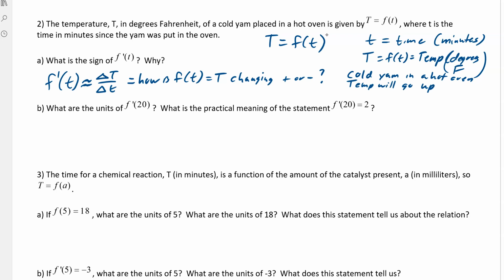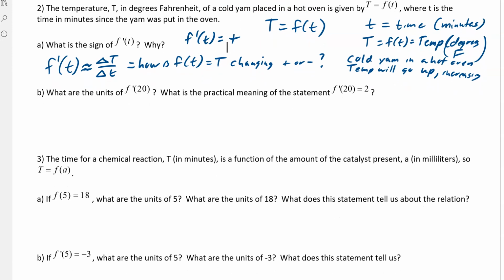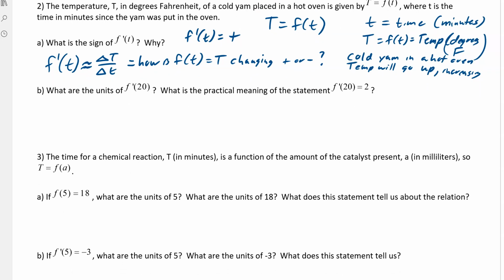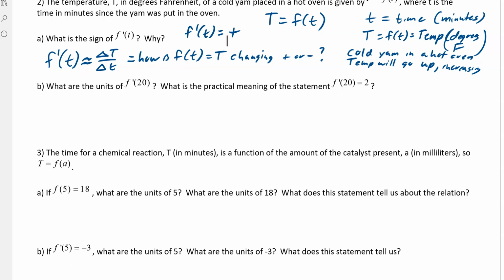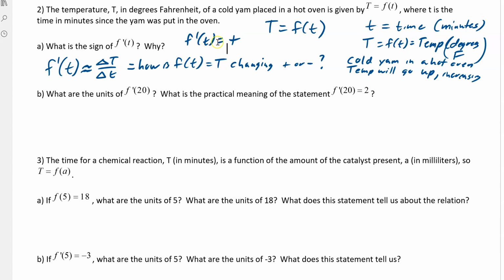And if the temperature is going up, that means that it is increasing. So our F prime of t here would have to be positive because the temperature is going up. The yam is going to increase its temperature because it's being placed in a hot oven until it gets to an equilibrium, and then it would be constant, and then you turn the oven off and it'll go down in temperature, decrease. But for right now, it's just positive because the temperature will go up.